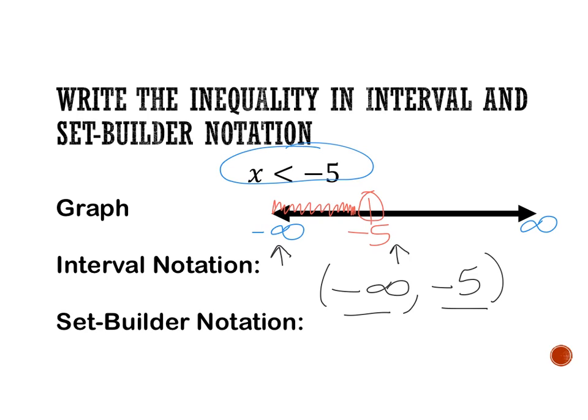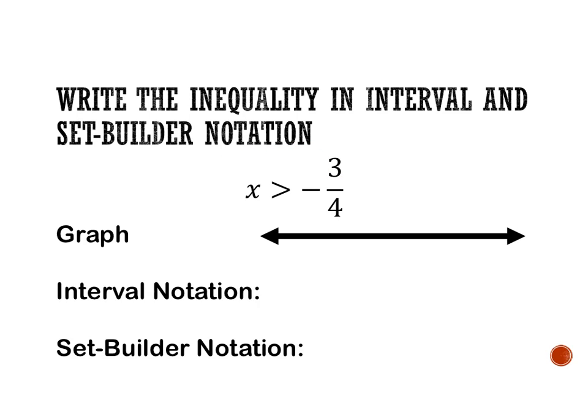Then finally, here comes my set builder notation. Set builder notation is always inside the little squiggly brackets, and these brackets or braces say the set of all real numbers x such that, and my solution, x is less than -5. And there we go. There's an example of one where shading starts in negative infinity and stops at a real number.